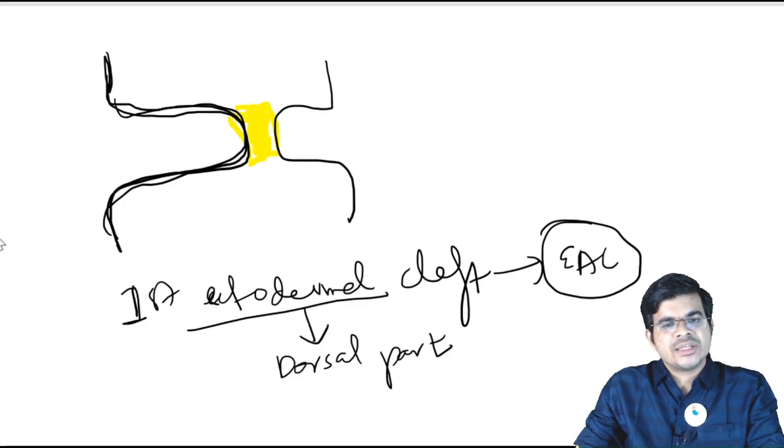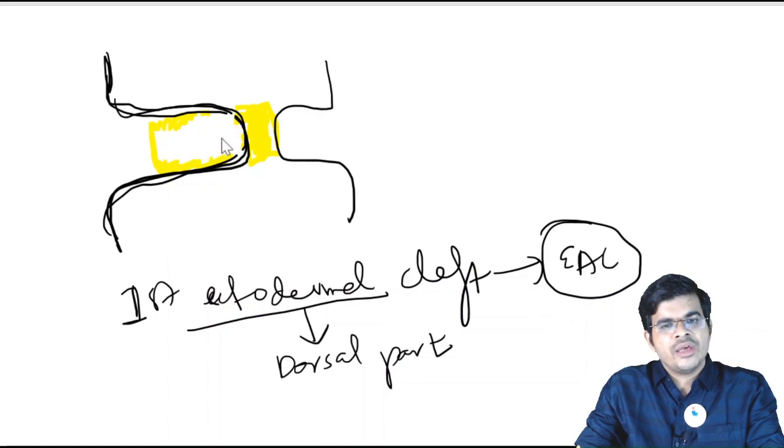And how is this external auditory canal formed? I told you it's coming from the first ectodermal cleft, and here there is mesodermal proliferation. Similarly, the ectoderm also proliferates, and here a solid meatal plug is formed, and there is recanalization occurring. This recanalization occurs in a medial to lateral direction.